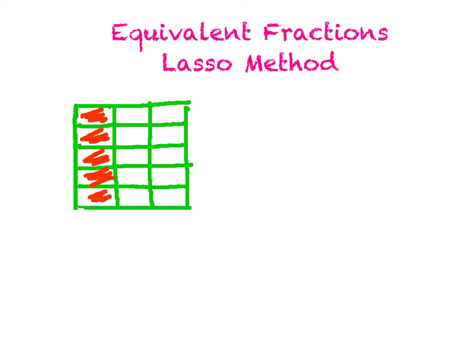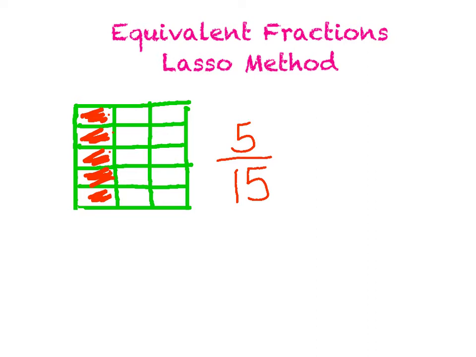Okay, today we're going to talk about the lasso method for finding an equivalent fraction. Let's look at our model right here and figure out what this fraction is first. I need to count the total number of parts, and that will be my denominator. I see 1, 2, 3, 4, 5, 10, 15. 15 total parts. And my number of parts shaded is 1, 2, 3, 4, 5.